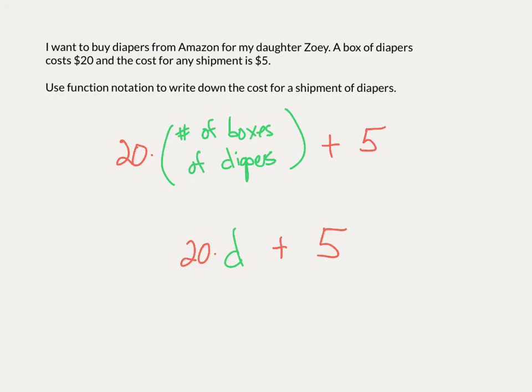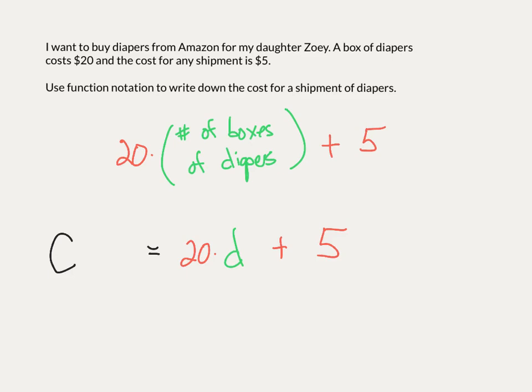Well, what I would like to do is give my function a name. And since it's a cost function, let's use the letter C for the name of our function, the cost. So the cost of buying some number of boxes of diapers is represented by 20 times D plus 5.